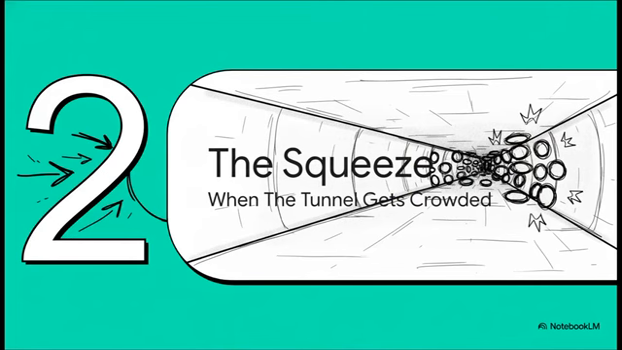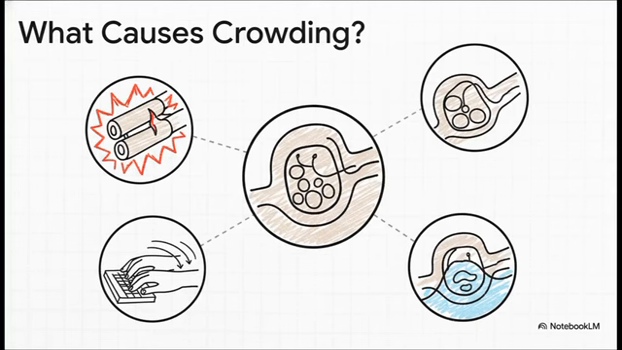So you've got this perfectly designed but really crowded pathway. What happens when things start to go a little bit wrong? Well, the problem starts when this already tight space gets even more crowded. So what can cause all this crowding? Well, a whole bunch of things, actually.